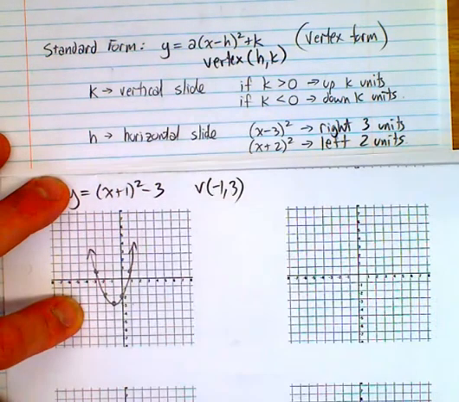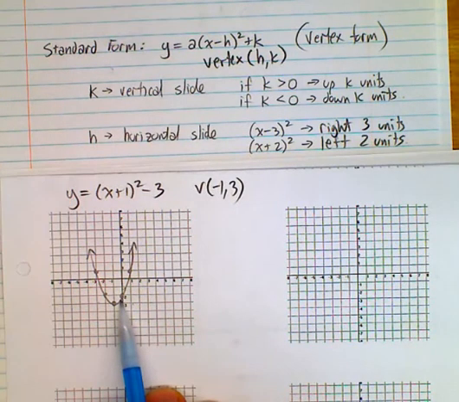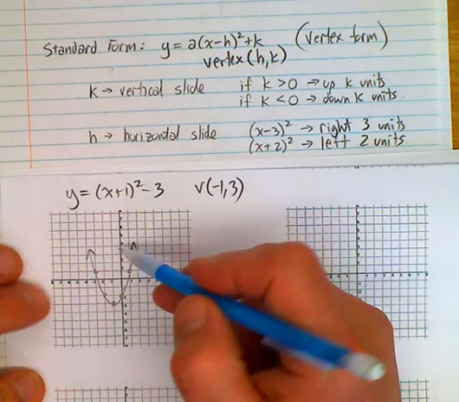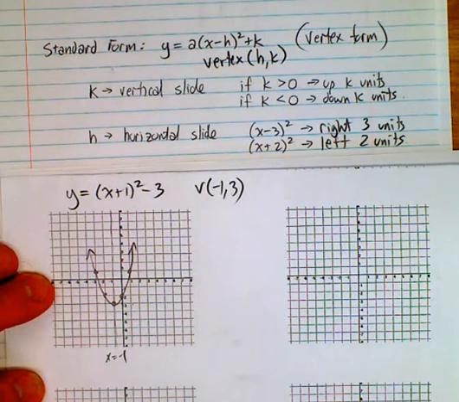Boom. You could guess at the x-intercepts about 0.8 and negative 2.8. You could find your y-intercept. It looks like it's negative 2. You can find your axis of symmetry. It looks like it's x equals negative 1. All those pieces of information we can get from that graph.